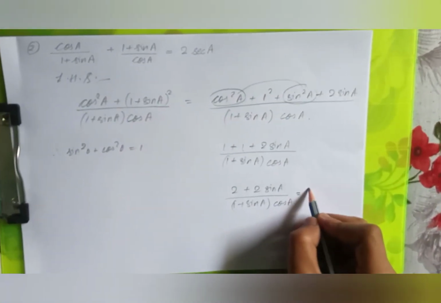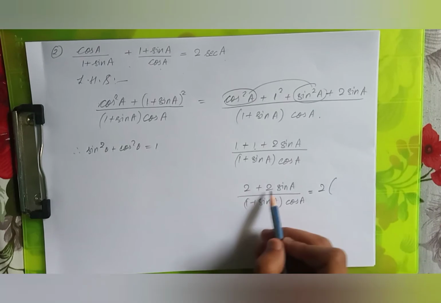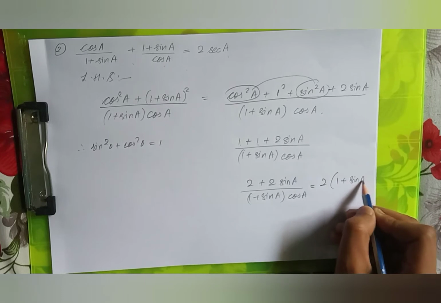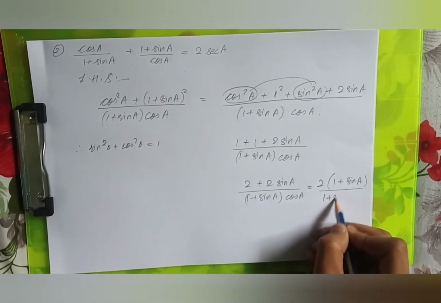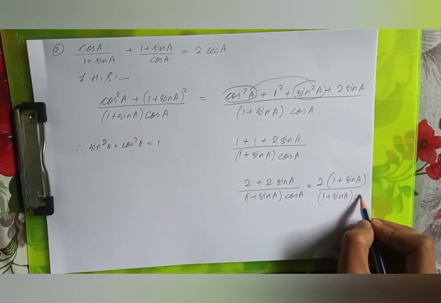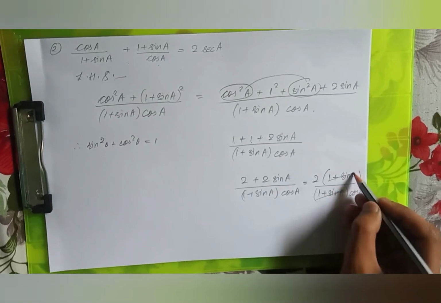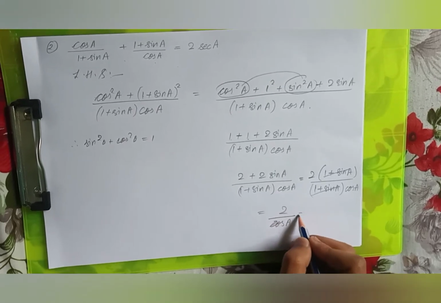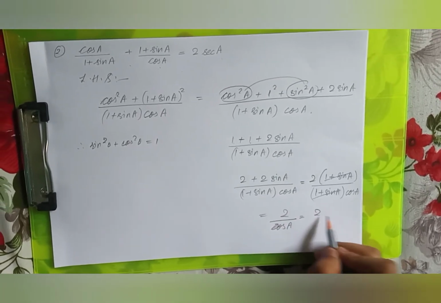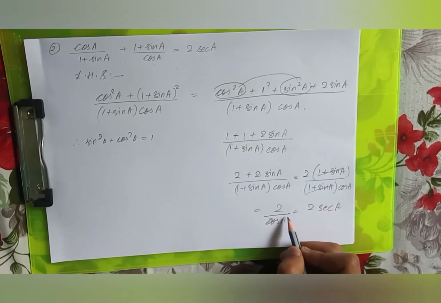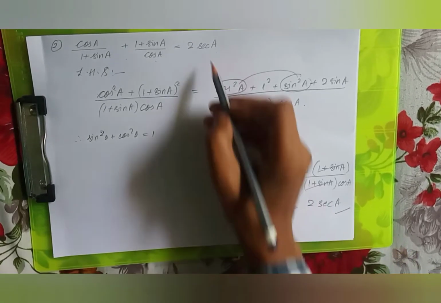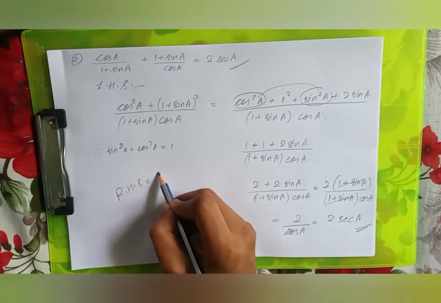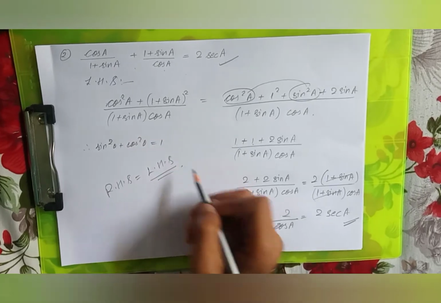Now taking 2 common from these two, and now inside will become (1 plus sin A), over (1 plus sin A) cos A. By simplifying this we can cut off these two and this will become 2 by cos A. This means 2 sec A. Okay, so the RHS is equal to LHS. So we have proved this question.